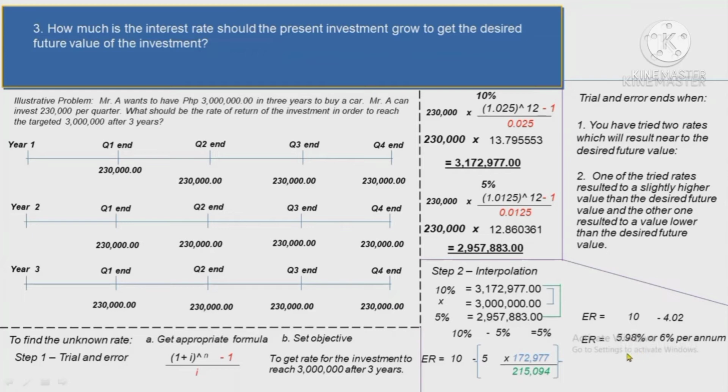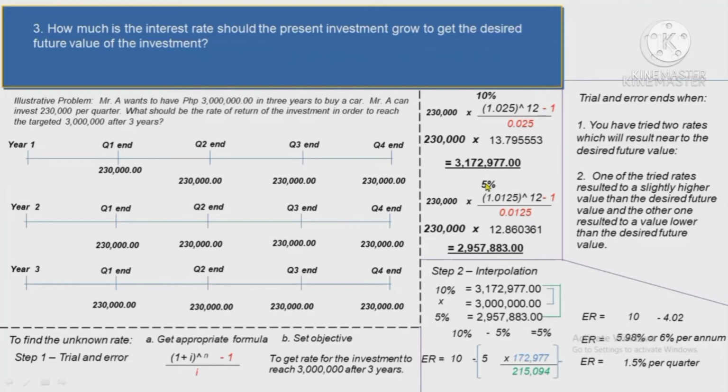And if you wanted to convert it, you have 1.5% per quarter. Sir, what if we choose other trial rates? Like for example, instead of using the 10% and the 5%, we are going to use 8% and 4% here. So will we arrive at the similar answer? Of course, if you follow the steps. So you can try it if you want to.